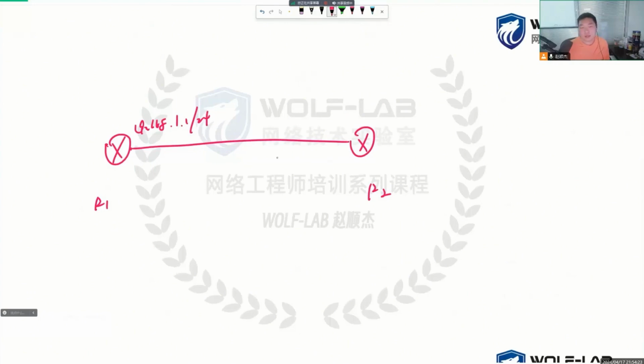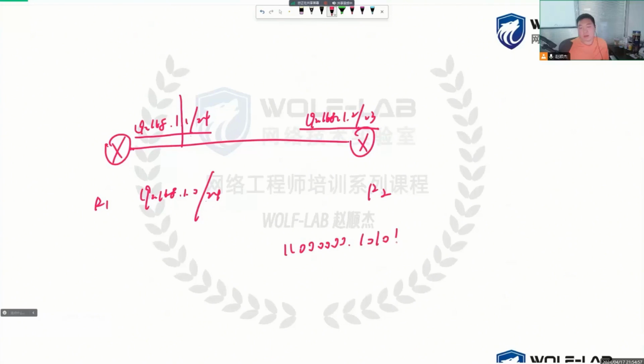For example, 2 routers. This is R1 and this is R2. R1's address is 192.168.1.1/24. Then this is R2, its address is 192.168.1.2/23. Let's take a look. The first 24 bits are network bits. Then our R1, its interface address, the first 24 bits are network bits, the rest are host bits. We belong to 192.168.1.0/24, no problem.